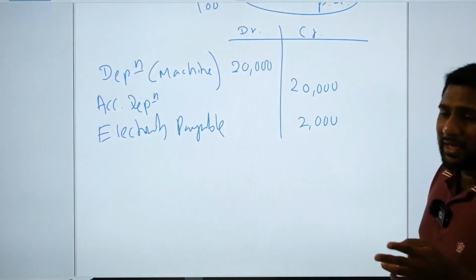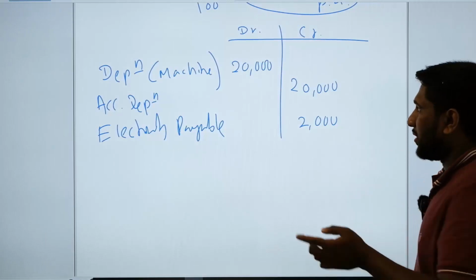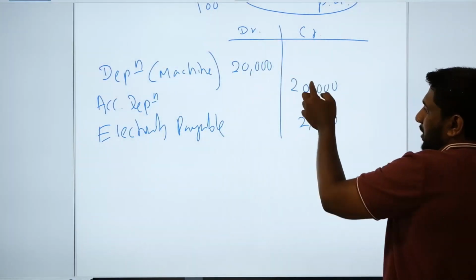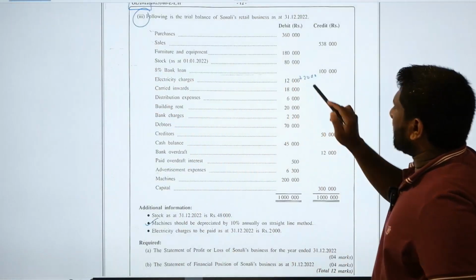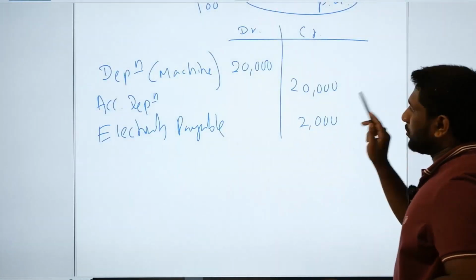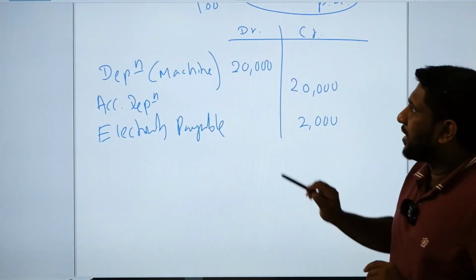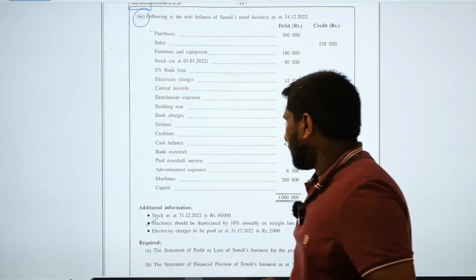So for each entry there is a debit one and credit one. Here depreciation debit, credit. Here 2000 for the debit and 2000 for the credit. Okay, we are done with that one as well.